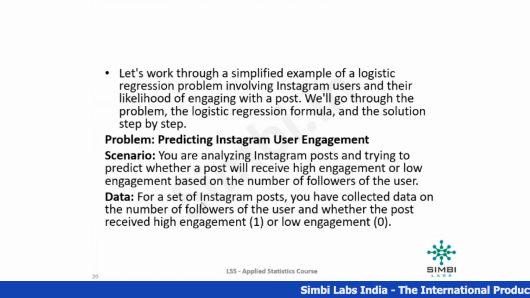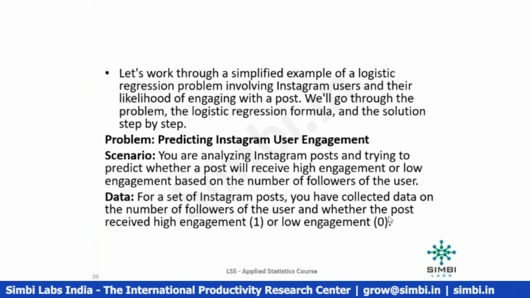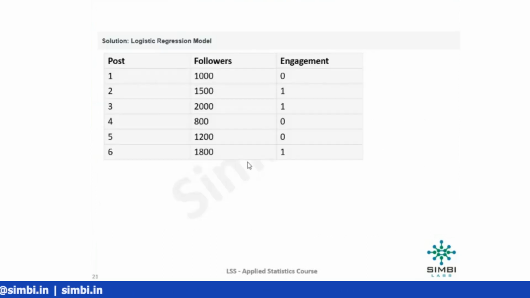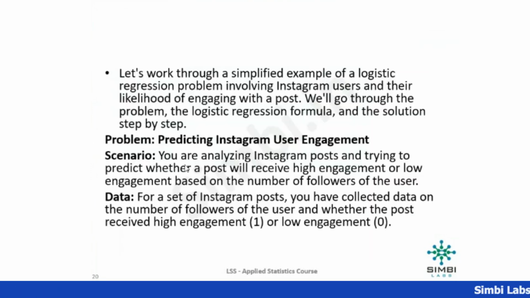So we can denote high engagement as 1 and low engagement as 0. See, this is the binary denomination we can use for the analysis. For example, we can apply the formula for the same example by using the data. For example, we need to predict the Instagram user engagement.